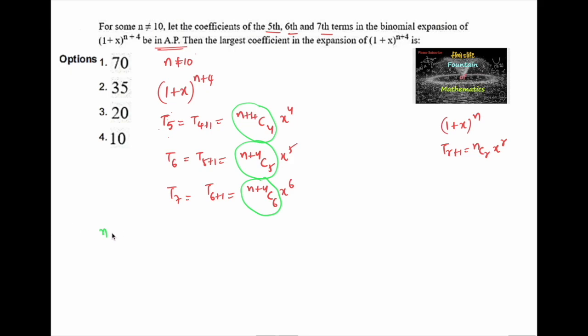So we can write here n plus 4 C 4, n plus 4 C 5, n plus 4 C 6 are in arithmetic progression. And we know that if a, b, c are in arithmetic progression, then we have 2 times b is equal to a plus c.